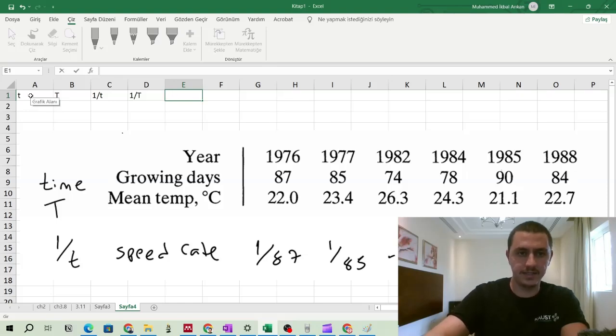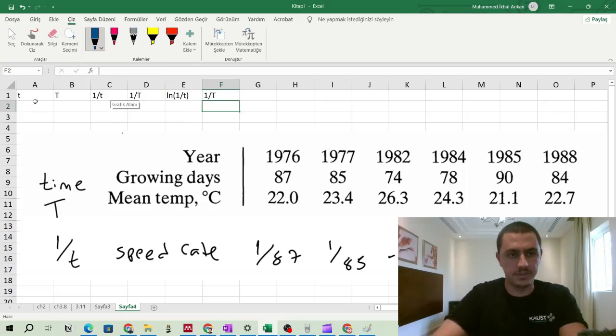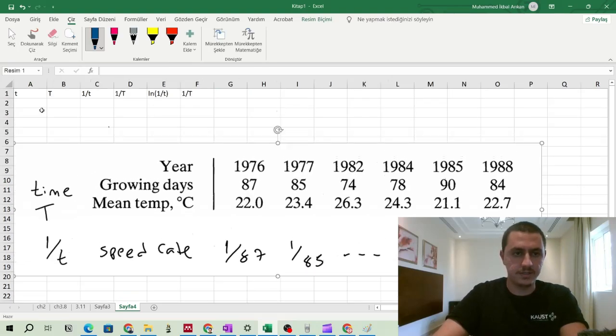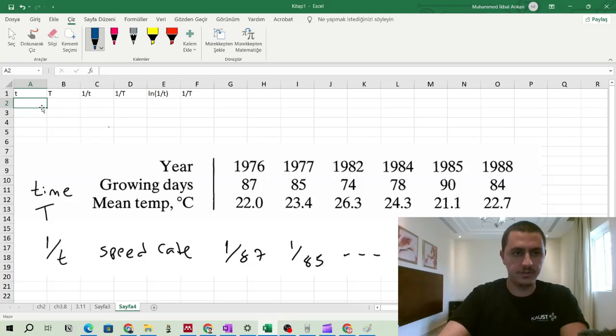Okay, ln k, that will be ln of 1 over t, because speed is not given, we have time. 1 over time will give us the k. So ln 1 over t is just our ln k. This is the k, speed. Then we have 1 over capital T, 1 over temperature. Let's start plugging the values in.